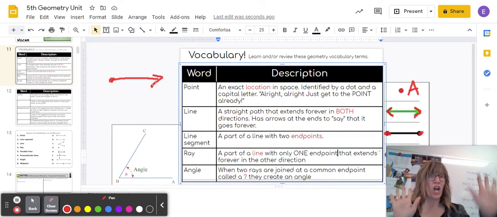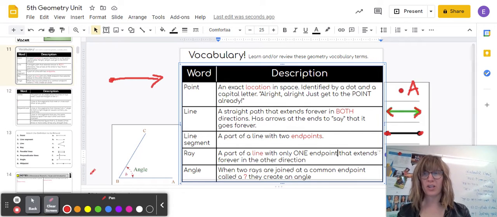Kind of like when you draw a sunshine, or at least how I still draw sunshine, where you have the sun, and then you have these rays extending. These are rays. They end here and go forever in the other direction.